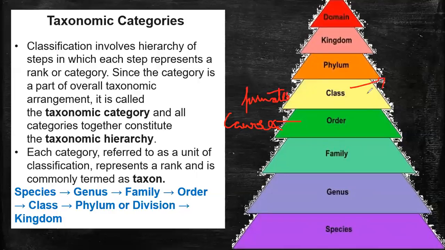Class. It is an assemblage of related orders. For example, class Mammalia. Okay.